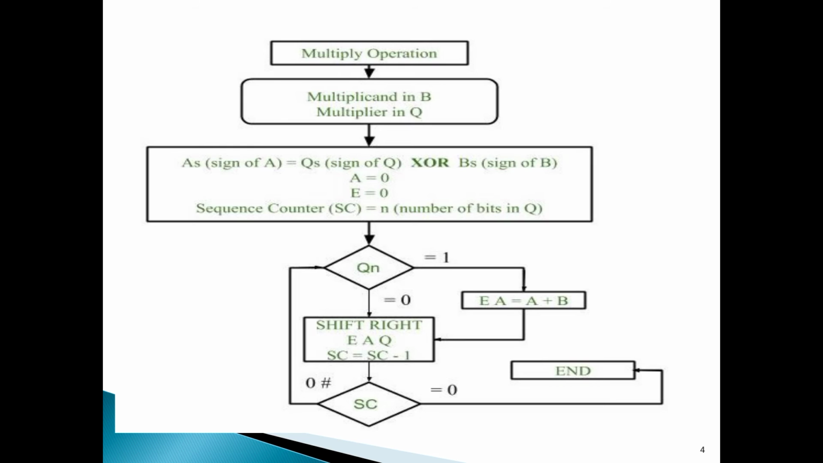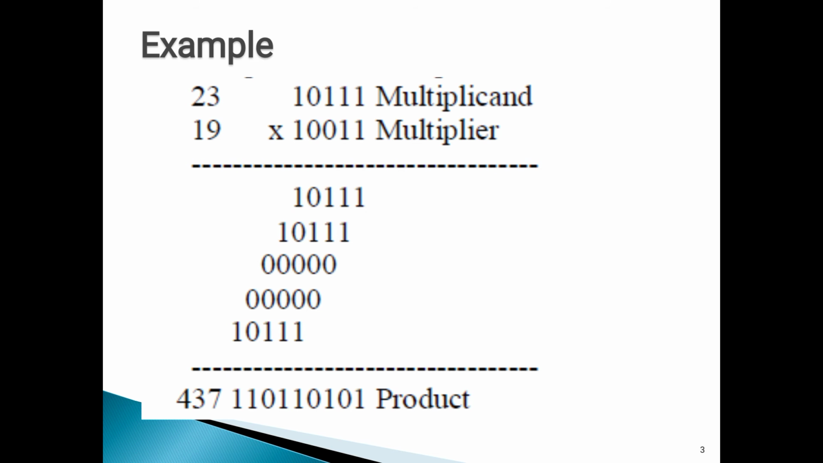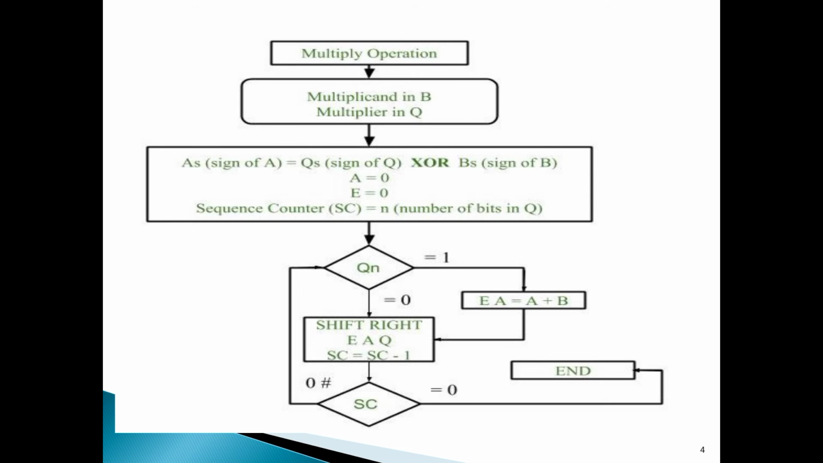Is it clear to all of you? Every time we check the sequence counter: if the sequence counter is equal to 0, go to end. If it is not equal to 0, the process continues until the sequence counter is equal to 0.